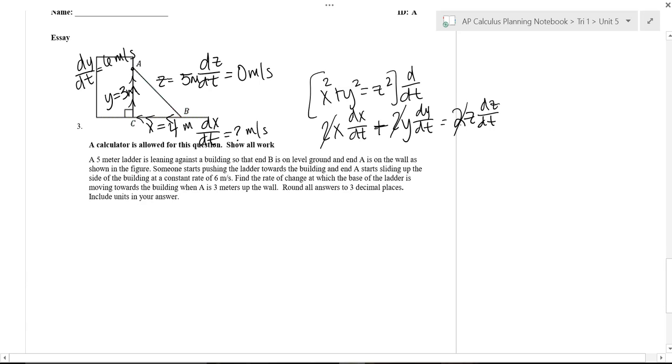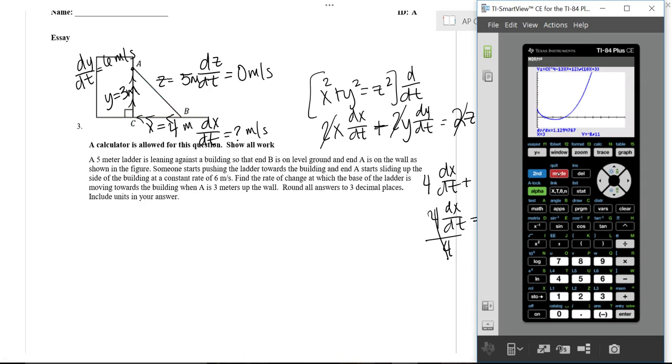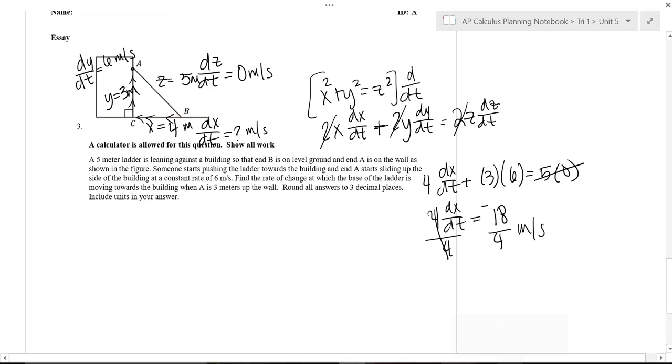So now I'm going to plug everything in. Your x is 4. We have dx over dt. Your y is 3. Your dy over dt is 6. And that's going to be 5 times 0. So I get 4 dx over dt is going to be negative 18 once I move that around, divide by 4. And when I get that, I get dx over dt equals negative 18 fourths meters per second. But because it says 3 decimal places, we can also get that answer. So negative 18 divided by 4, and I get negative 4.5. There's no 3 decimal places, totally fine.